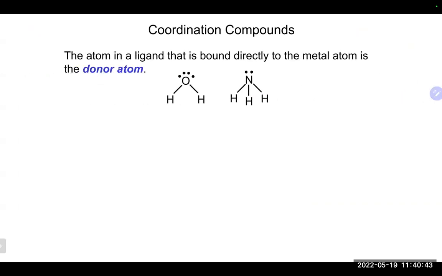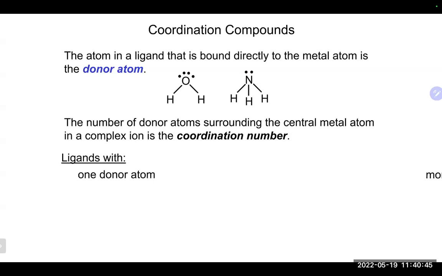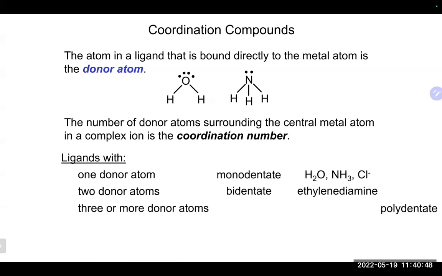Now, a thing that we touched upon in an earlier chapter when we were talking about KF is the idea of what is known as coordination number. And the coordination number is the number of atoms that are directly bound to the center metal.